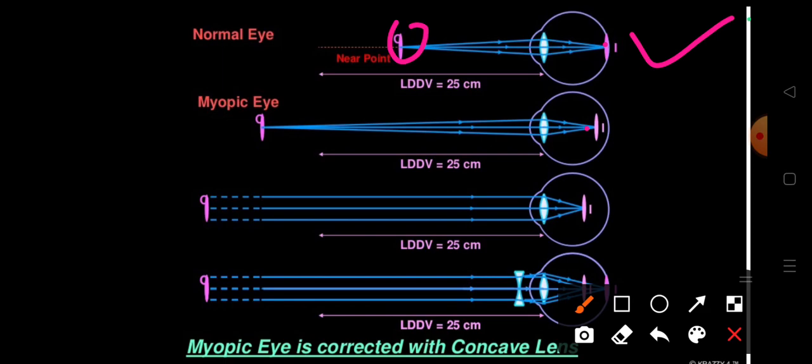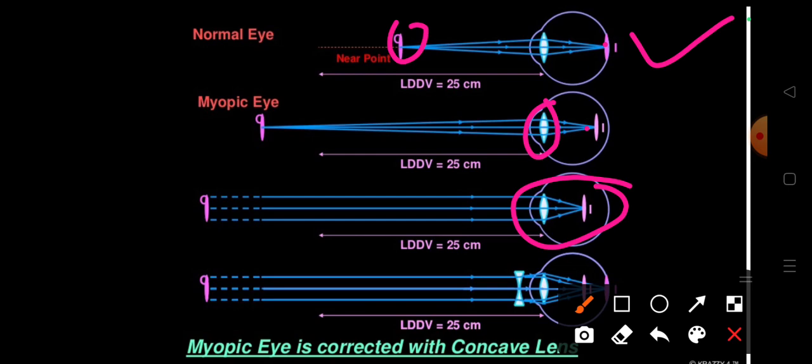It is because of a problem with the lens, the curvature, or sometimes eyeball elongation. Because of this also, the light rays coming from the object converge in front of our fovea. Then also we cannot see objects clearly.